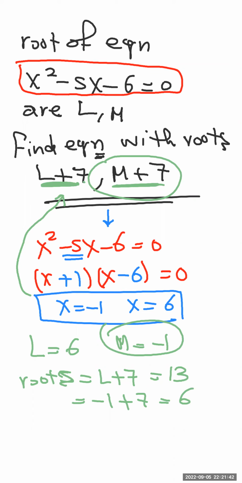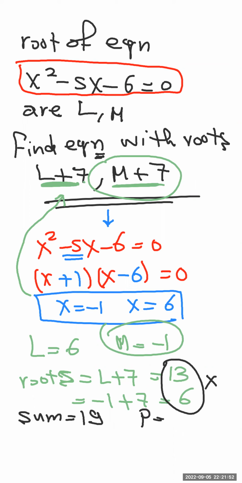So now the sum of the two roots equals 19, the product equals 6 times 13, 78. Therefore, the equation will be x squared minus sum x plus product equals 0. And that was the first method of solution.